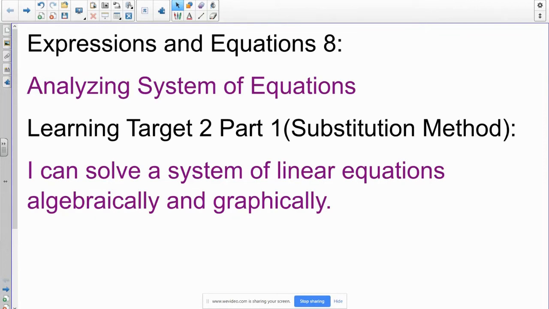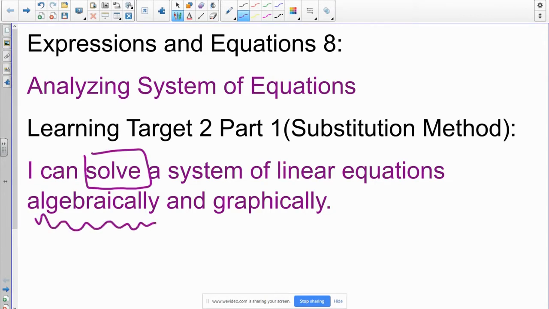Equations number 8. Today we're going to look at the first part of learning target 2, which is all about the substitution method. I'm going to teach you the substitution method so we can solve a system of linear equations, and we're actually going to solve it algebraically.